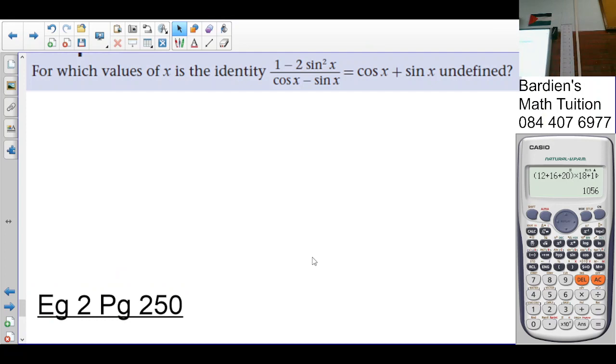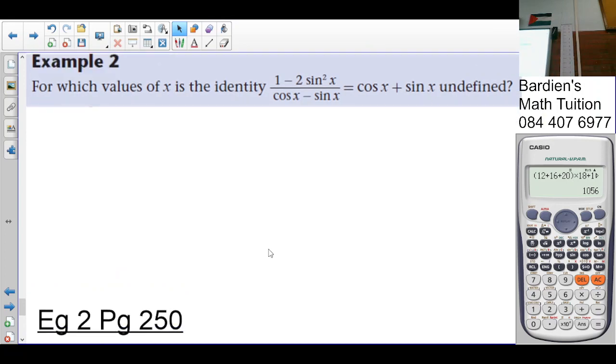So, in example 2 we are told: for which values of x is the identity (1 minus sine squared x) over (cos x minus sine x) equal to cos x plus sine x, undefined? Okay. Is there a tan there? No. So I don't write x is equal to 90 plus k times 180. If there was a tan, I would have written it. Alright. So what do I say here?